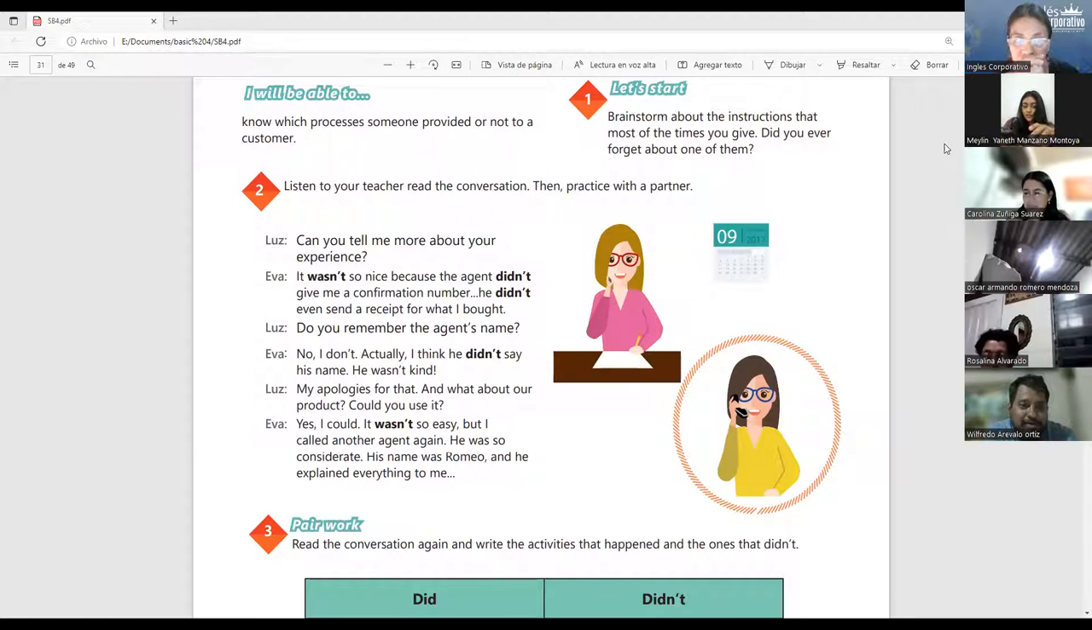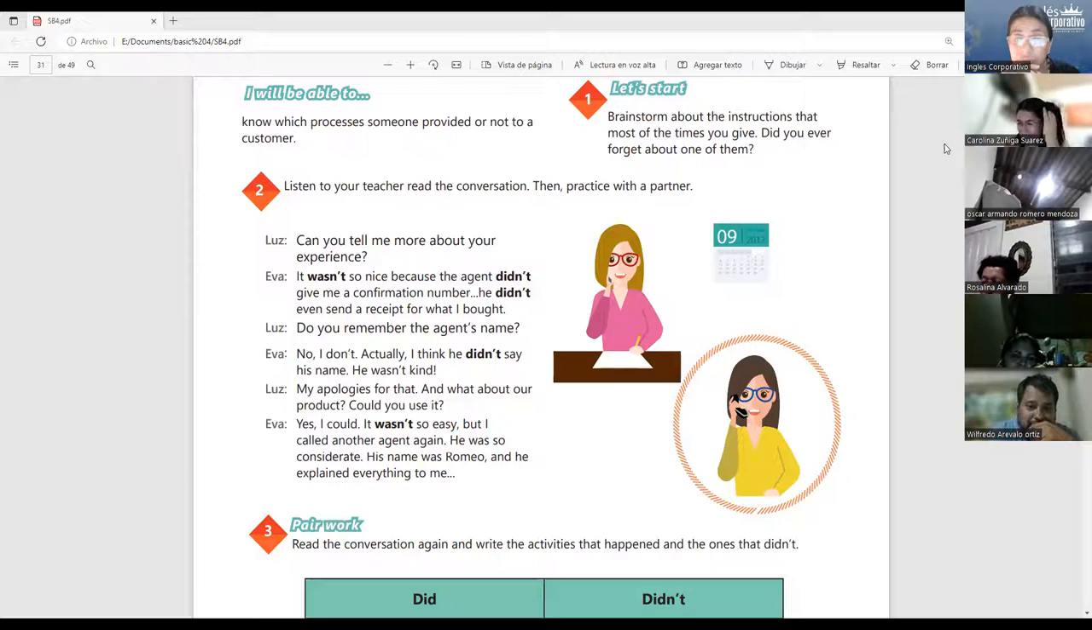Can you tell me more about your experience? I went tonight because the agent didn't give me a confirmation number. He didn't even send a receipt for what I bought. Do you remember the agent's name? No, I don't. Actually, I didn't. He didn't say his name. He wasn't kind. My apologies for that. And what about our products? Could you use it? Yes, I could. It was so easy, but I called another agent again. He was considerate. His name was Romeo and explained everything to me.